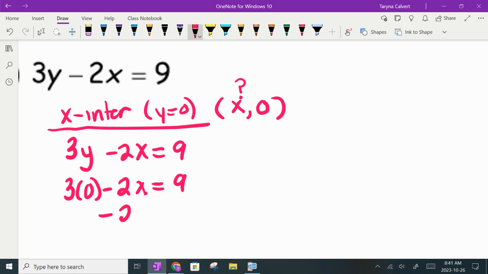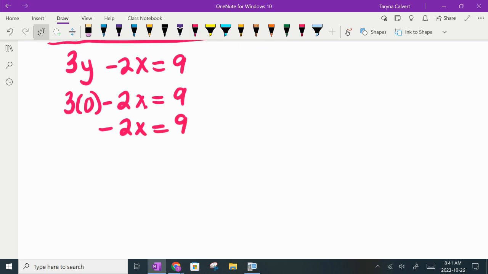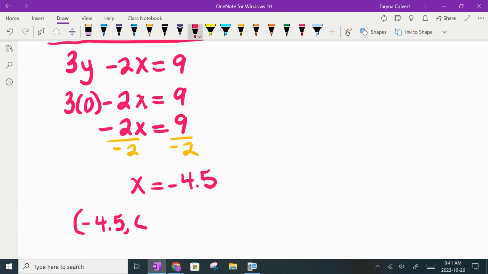So then I'm solving negative 2x equals 9. That's a nice one-step equation, right? Divide both sides by negative 2. And then we have x equals negative 4.5. Because 9 divided by negative 2. So that is my x-intercept. We remember the x-intercept is an ordered pair. If I asked you to graph this, you would plot approximately where negative 4.5 is on the x-axis. That's where your point would go.